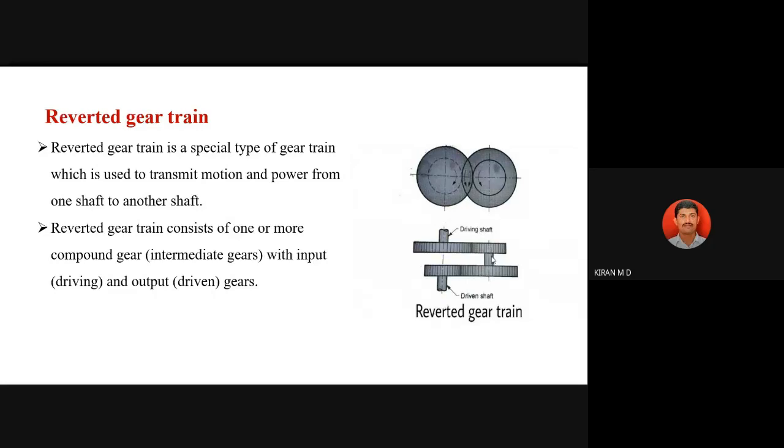Now, a reverted gear train is similar to a compound gear train, which consists of two gears on the same shaft, but the driver and driven shafts are both on the same axis. Both are on the same axis. That is what we call a reverted gear train.